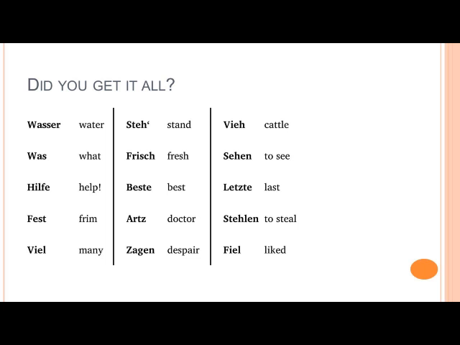Wasser, was, Hilfe, fest, viel, Stiel, frisch, beste, Arzt, zagen, Vieh, sehen, letzte, stehlen, viel.